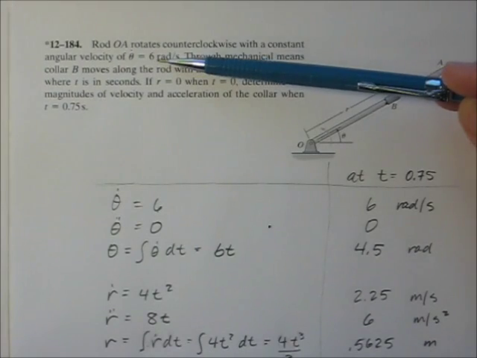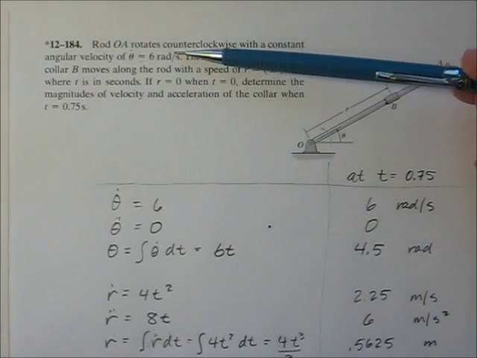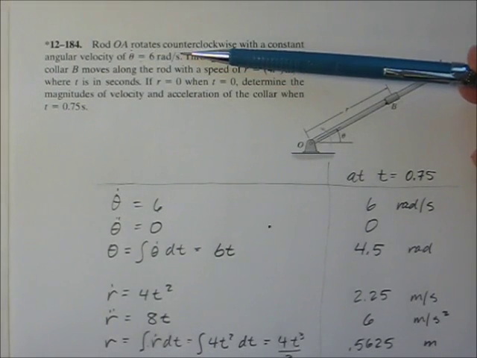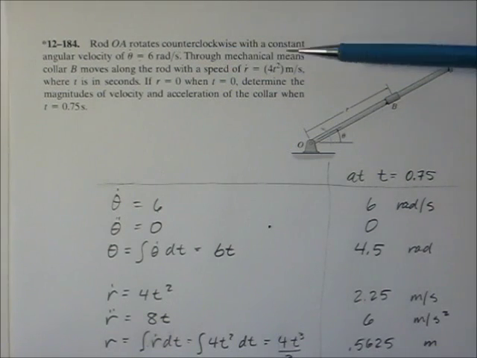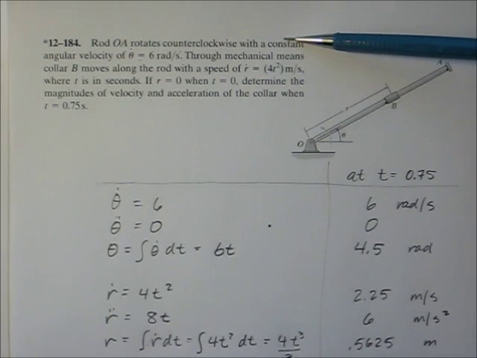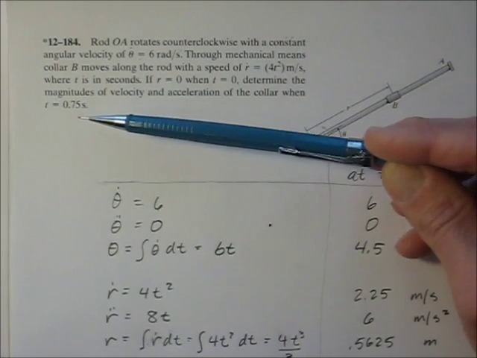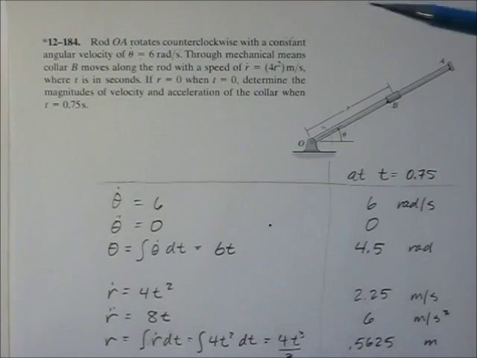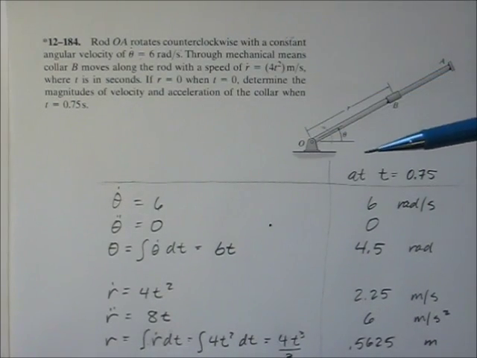It says that the angular velocity, theta dot, is 6 radians per second, and it's constant. That makes the problem fairly easy, because if theta dot is constant, that means that theta double dot is going to be equal to 0. We still have to calculate theta through here. The ending theta is not given, but the ending time is given. So we'll see where we can get from there.